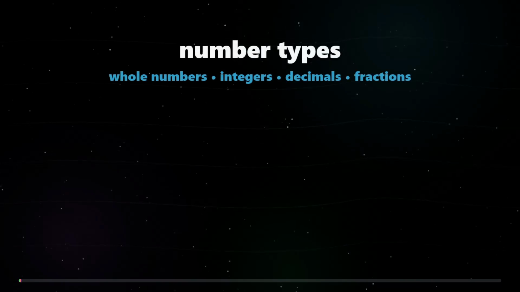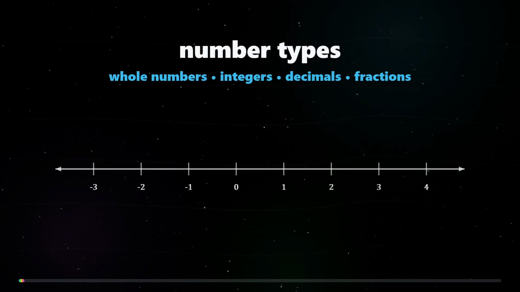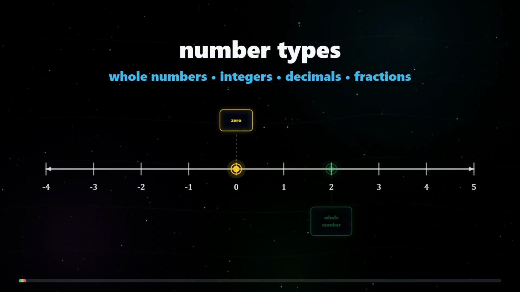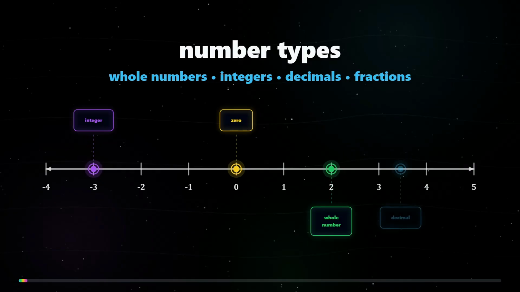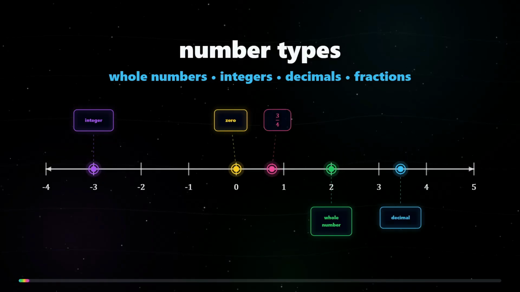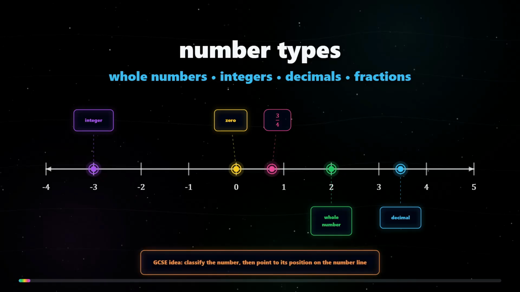So, this lesson is about number types: whole numbers, integers, decimals, and fractions. These are the words questions use when they want you to describe what kind of number you are dealing with. It is not about making maths sound fancy. It is just about being able to look at a number and say, okay, I know what this is and I know where it belongs.